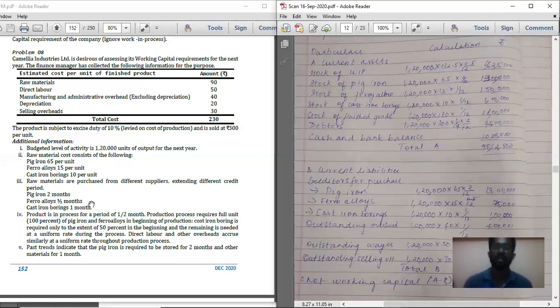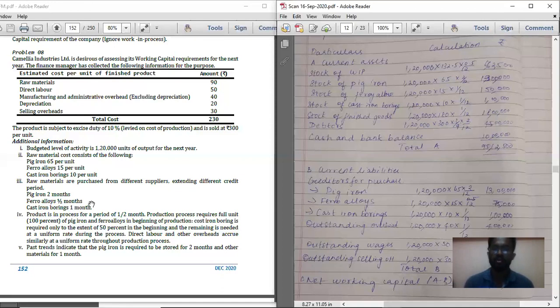Below that, stock of cast iron borings. Calculation column recorded 1,20,000. What is the cost per unit? 10. 1,20,000 into 10 into 1 divided by 12. Amount column 1 lakh. Below that, stock of finished goods.